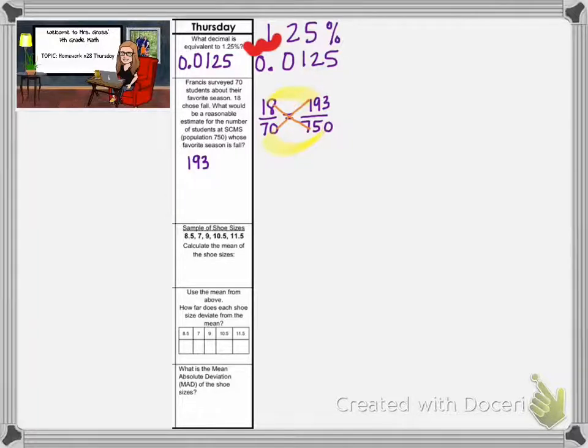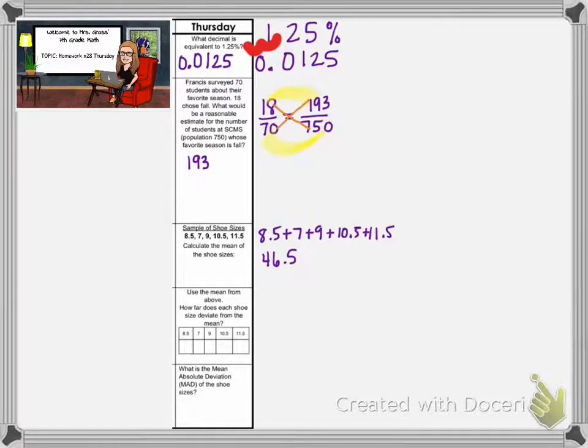All right, question number 3. We're going to calculate the mean shoe sizes. This time we have decimals. So when we're going to calculate, we're going to add up 8.5 plus 7 plus 9 plus 10.5 plus 11.5. Add those all up. And when I added it up, I got 46.5.